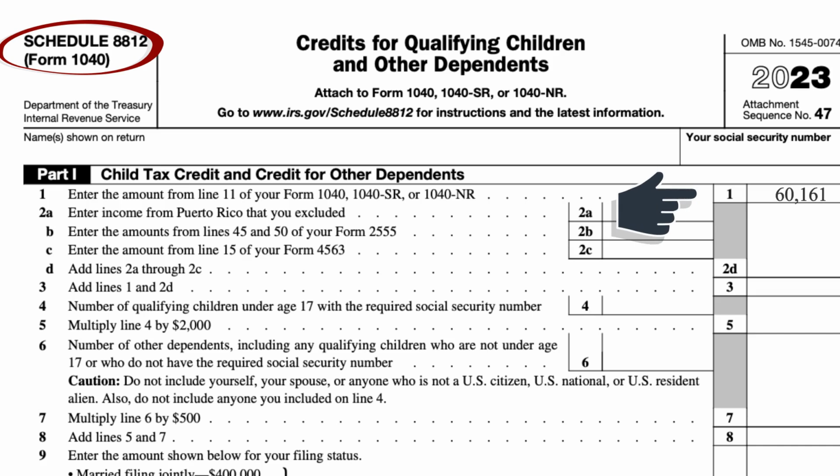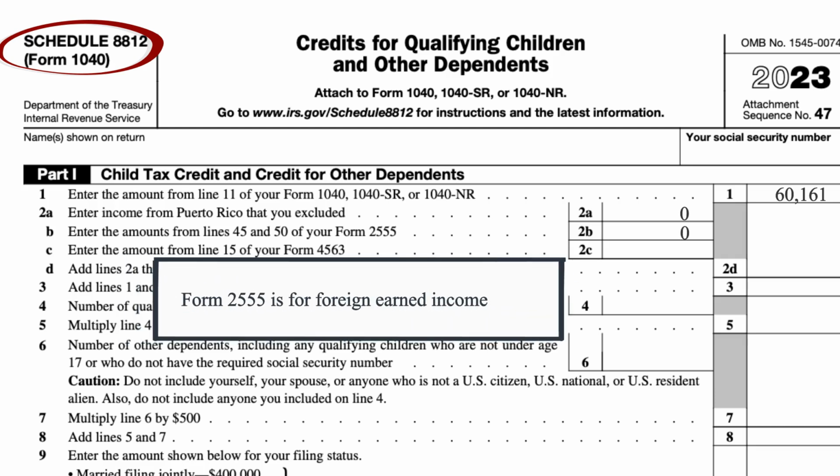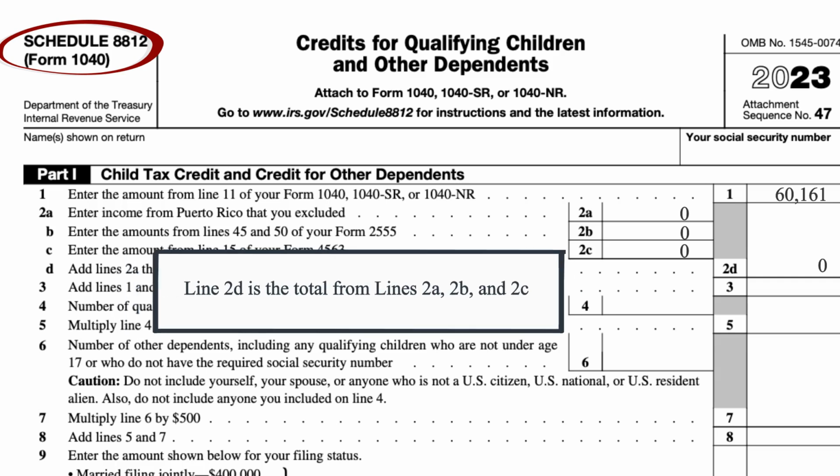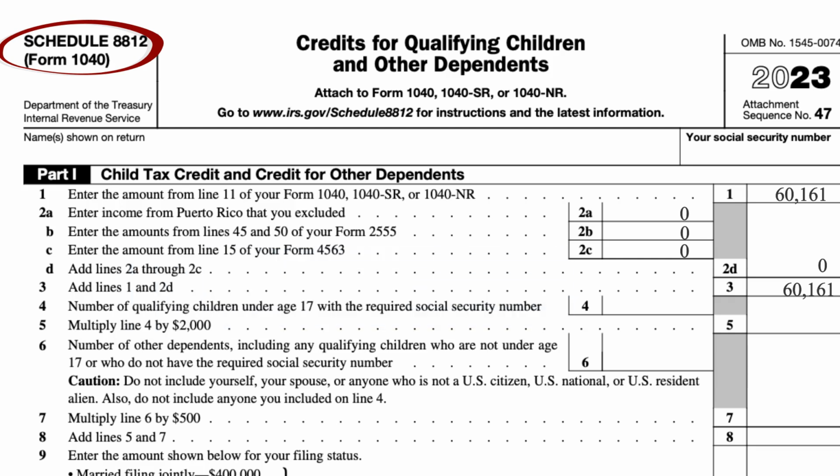Line 1 asks for the amount from line 11 of Form 1040. Lines 2A, 2B, and 2C ask for income from Puerto Rico that was excluded, the amounts from lines 45 and 50 of Form 2555, foreign earned income, and the amount from line 15 of Form 4563, exclusion of income for bona fide residents of American Samoa. Line 3 asks to add lines 1 and 2D. This equals $60,163 for Emily.